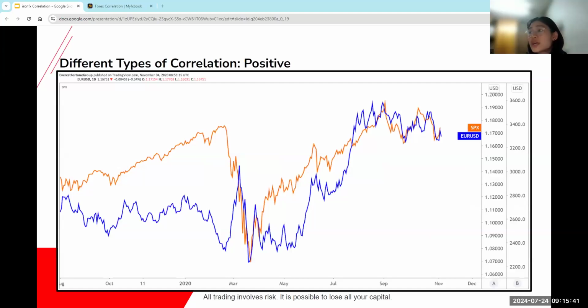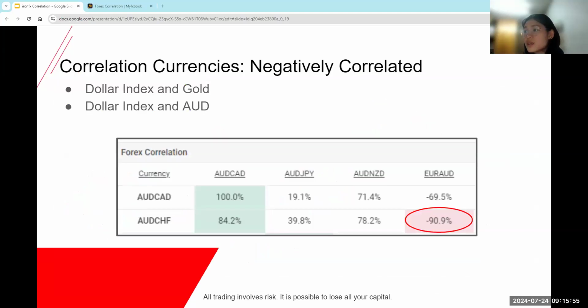Okay, again, we're looking at SPX now with our euro dollar. These two also tend to have a pretty positive correlation. Okay, now let's look at currencies that are negatively correlated. So the most popular one tends to be our DXY and gold. And I'll show you in a bit how that works.